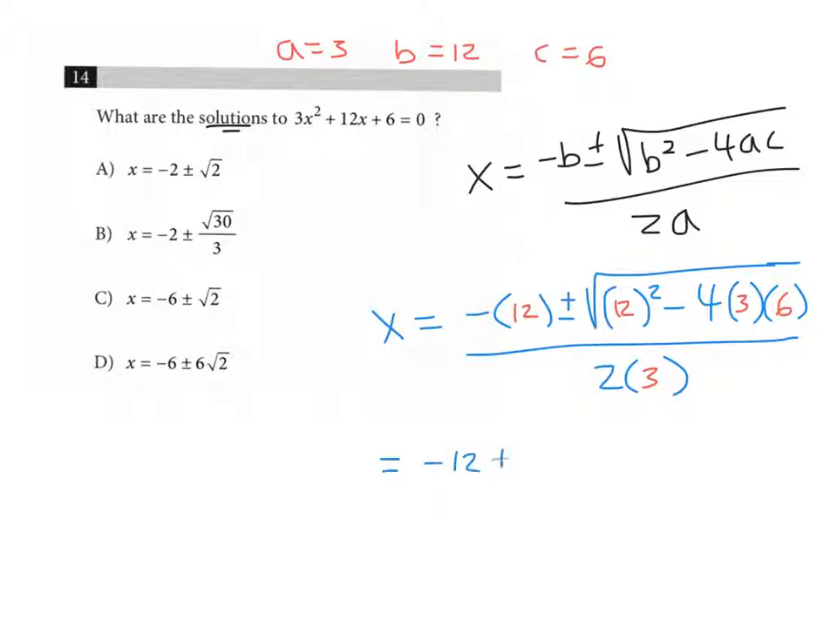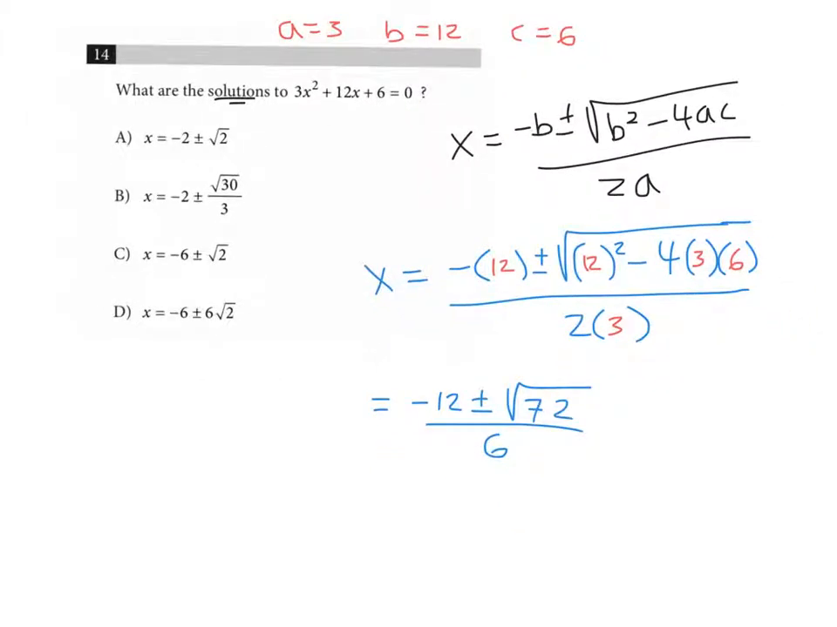Negative 12 plus or minus, okay, let's be very clear, that's 144 minus 72, which is radical 72. And then you have a 6. And then we have negative 12 plus or minus radical 72, which simplifies to 6 radical 2. And that's still over 6.